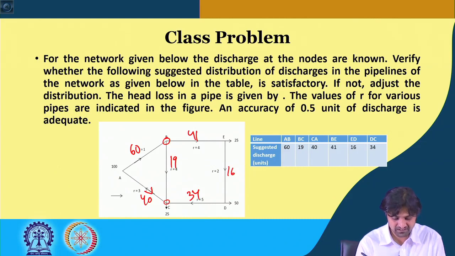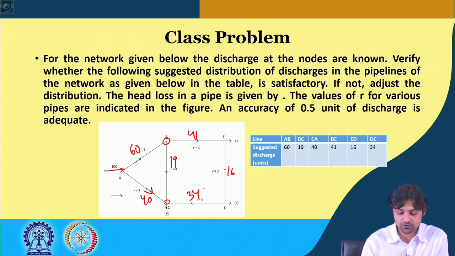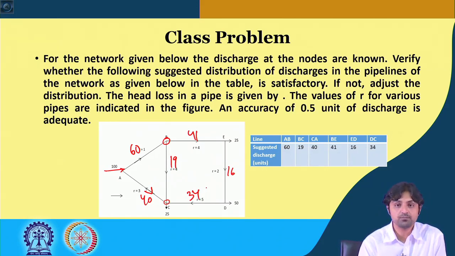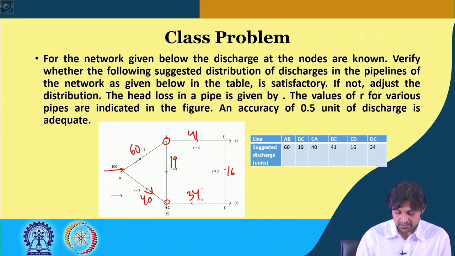If it is like this, because if 100 is coming here, then 60 is going, 40 is coming here, all right. We have to readjust the values a little bit here, but more important is the procedure that we are going to adopt here. So let's start with the solution, okay.